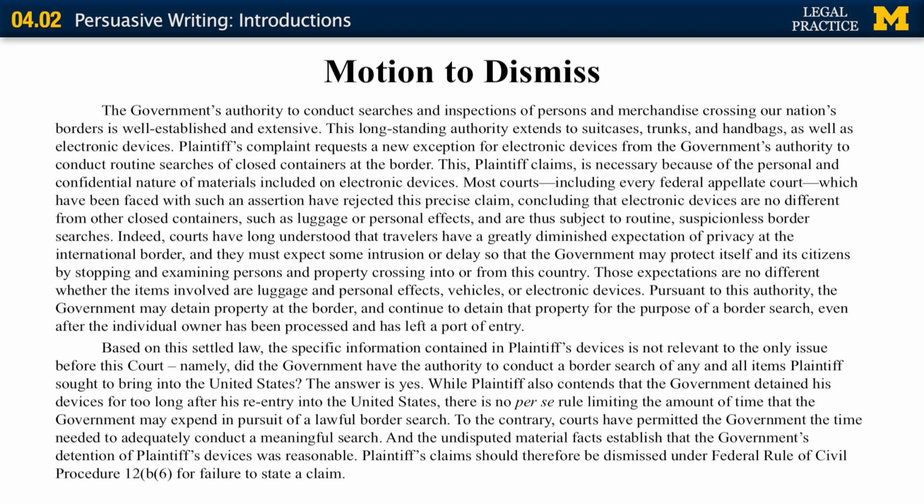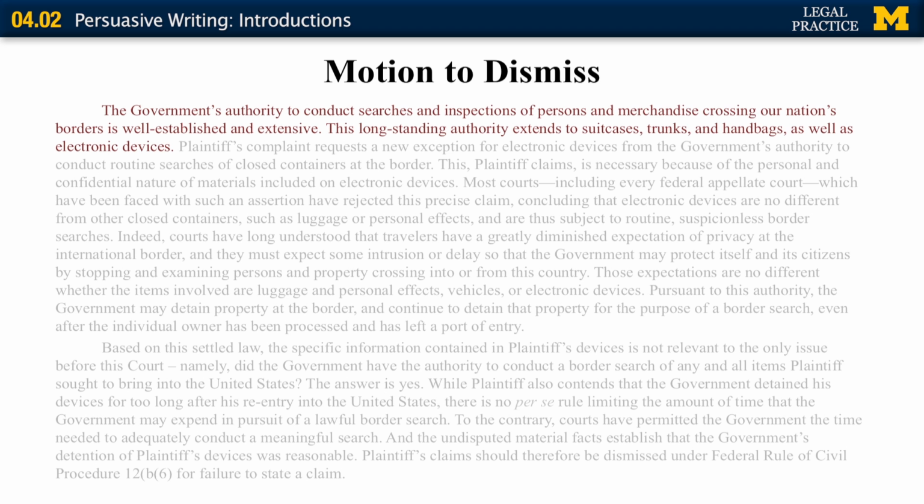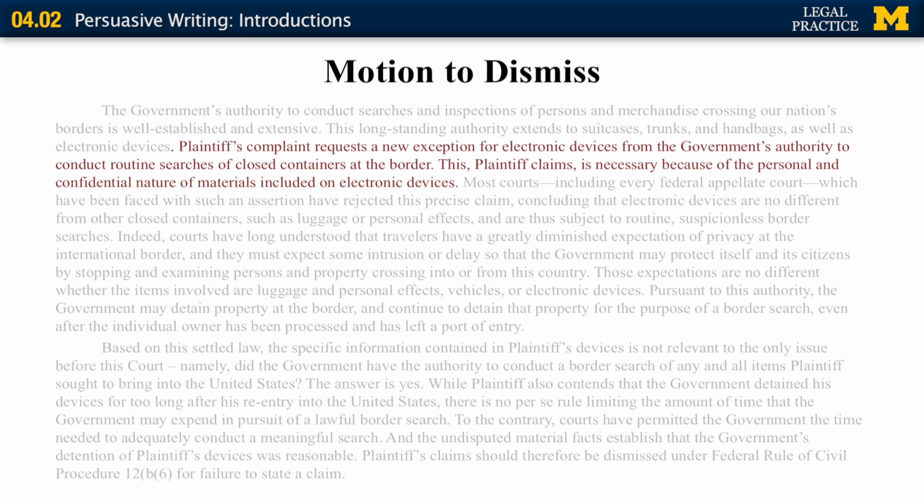Now let's look at some things that make this introduction particularly effective. First, it doesn't assume that the reader, the judge, already knows anything about this case. It starts with two sentences, these two, that tell the reader that this is a motion about unreasonable searches and seizures. And the next two sentences then provide more specific information about what this lawsuit is about.